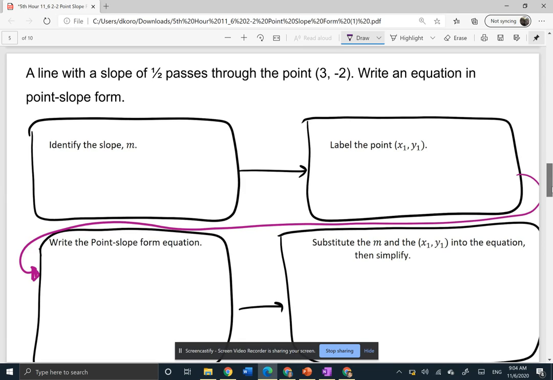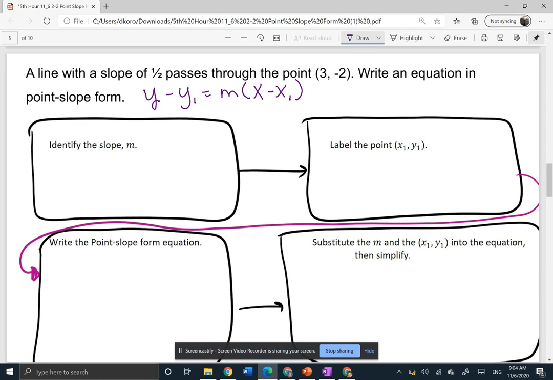So a line with a slope of 1/2 passes through the point 3, -2. Write an equation in point slope form. So point slope form is y minus y sub 1 is equal to m times x minus x sub 1. You might want to write this down because when you get to the next slide on Nearpod, you're going to need that, and I don't give that to you on the next slide.